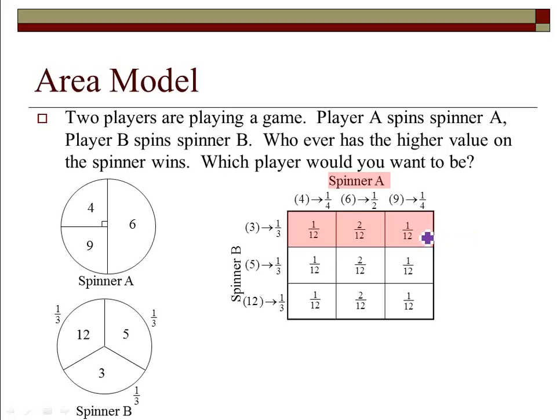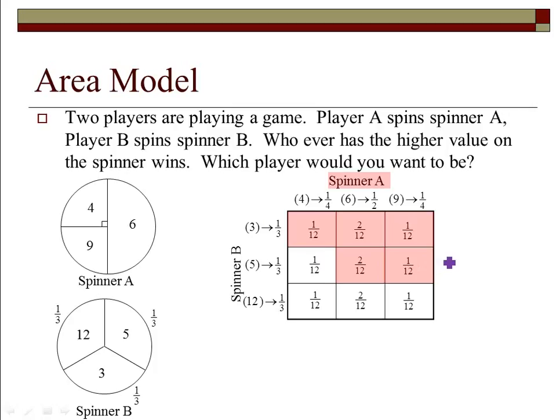Now, if I go over to here, 4 does not beat 5, so I can't fill that one. But 6 does. 6 beats 5. And then 9 beats 5. And then I get down to 12. Well, 12 is bigger than all the other ones. So those are all my possibilities that player A wins.